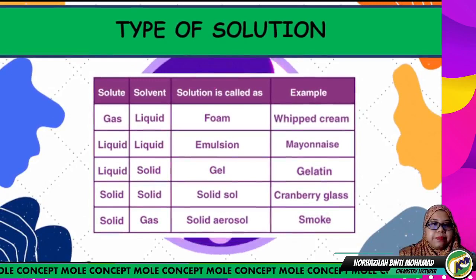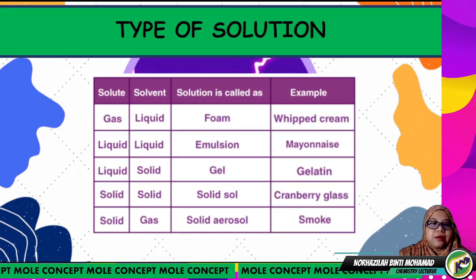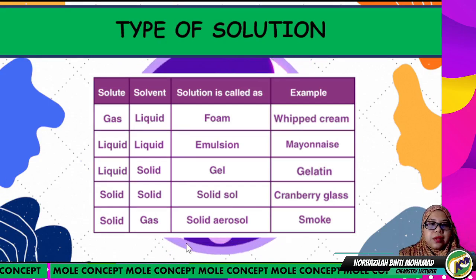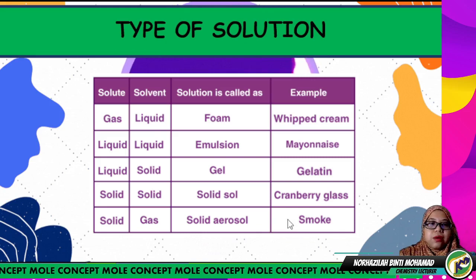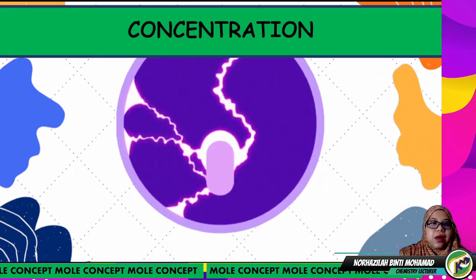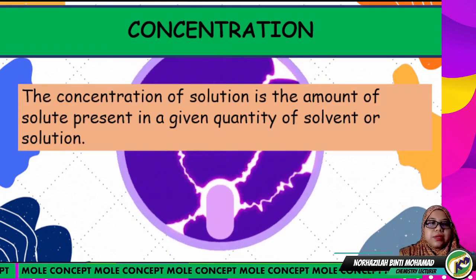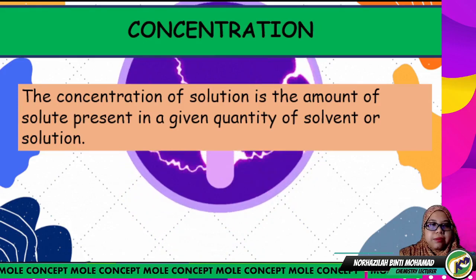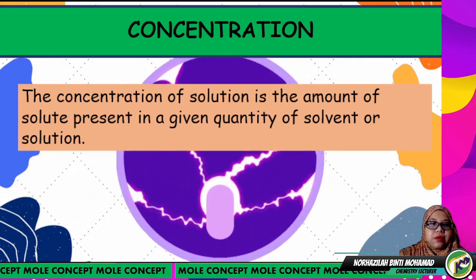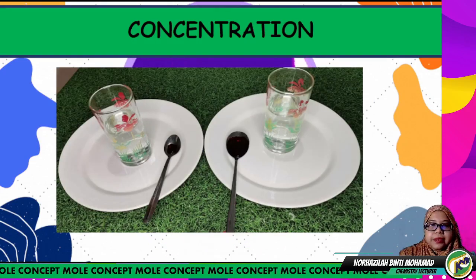Okay, so that is an example of solution. We have 5 types. The first one is foam, emulsion, we have gel, solid sol, and solid aerosol. That is all our solutions. Okay. So how about concentration? What is the concentration? So the concentration of a solution is the amount of solute present in a given quantity of solvent or solution. Okay, we look at this example.